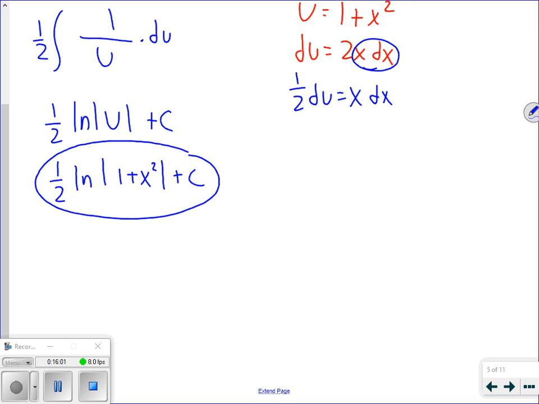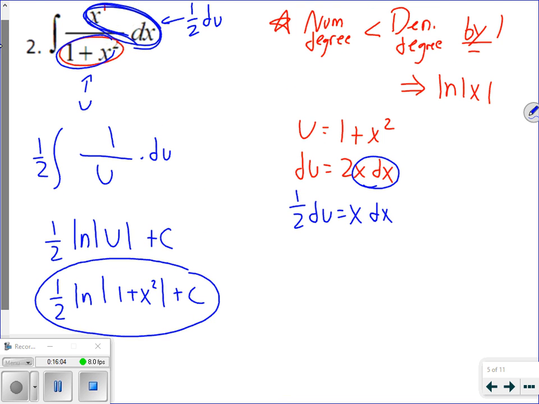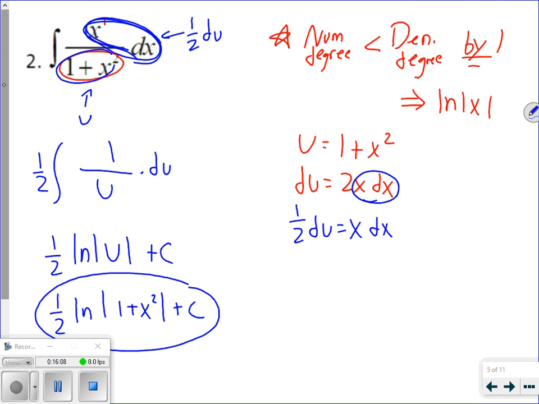Okay. So again, a difference in degree of 1 on top and bottom. The denominator is greater than the numerator by 1 degree. Usually we can let the denominator be equal to u, and then it's going to turn out we can do natural log. So that works out pretty nice.